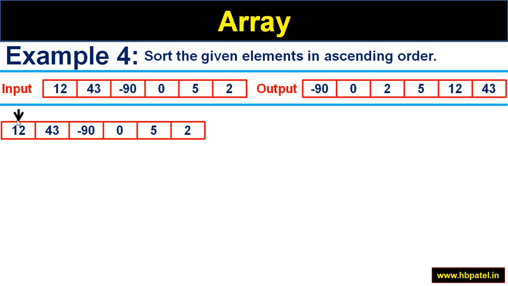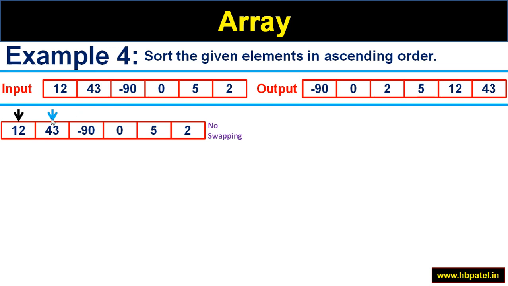Now let us have one black pointer which is starting from the very first element, and let us have a blue pointer which is starting from the black pointer plus 1. So the black pointer is pointing to 12 and the blue pointer is pointing to 43. Now I am comparing 12 with 43, and if the blue pointer has a value less than the black pointer, in that case we will be swapping them. In this case no swapping is required because the blue pointer has the higher value.